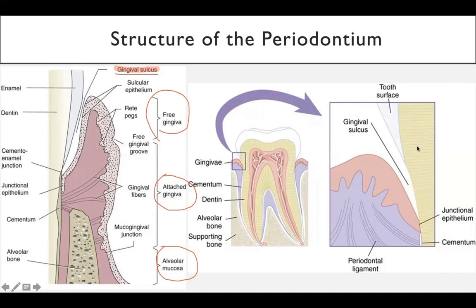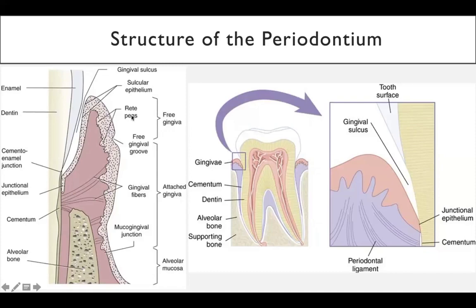the enamel, the dentin, the gingival sulcus, and the junctional epithelium, making a junction known as the cemento-enamel junction, and then cementum and periodontal ligament. Perfect. So this is a review of the structure of periodontium.